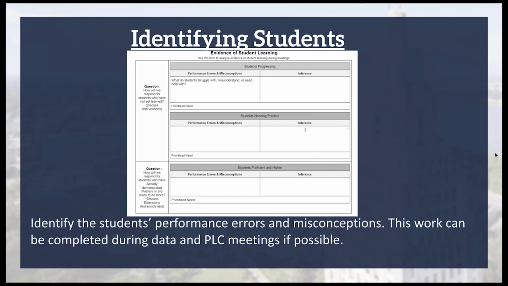So when identifying the students' performance errors and misconceptions, this work can be completed during data PLC meetings or planning time. So after you look at the standards, you want to look at what errors or misconceptions did my students have after I saw they didn't do well on a certain standard. So for instance, looking at their work, I see they did badly on this standard. Why did they do badly? Maybe it's because they struggle with adding and subtracting negatives, multiplying fractions. It could be so many different things. They didn't know the geometry definitions, which are very important when working with geometry.